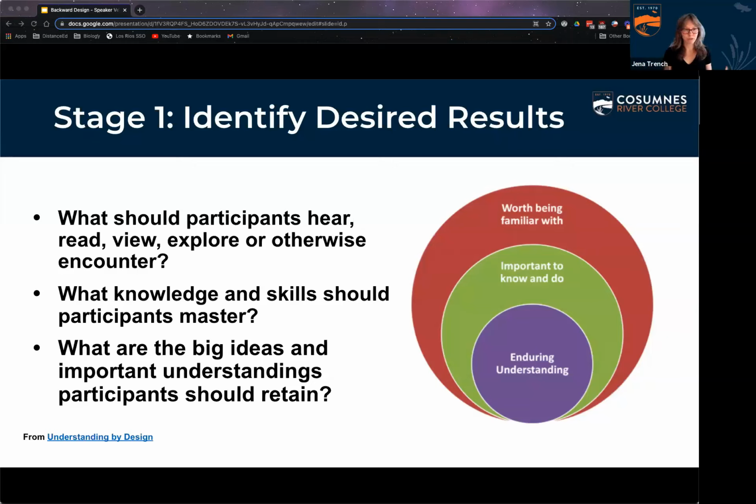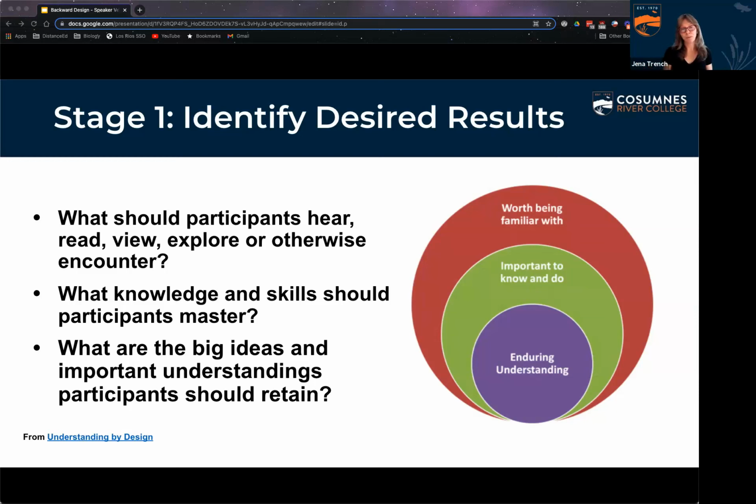I found this really wonderful website, and I've referred to it before, even before planning this particular workshop. Backward design is based on this concept of understanding by design. And I've included the link here in the PowerPoint for you to access the full Understanding by Design resource, and also two videos that are filmed by one of the professors that developed this planning framework in the first place.